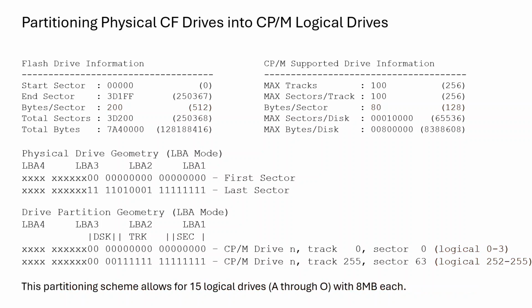As it turns out, I can really only get 15 logical drives because logical drive number 16 only has about half of the sectors that it needs. So I'm just going to leave that off. I'm just not going to use those sectors. I'll just have drives 0 through 14. In CP/M terms, that'll be drive A through O. But each of those drives will have 8 megabytes each. Now that's an enormous amount of space for a CP/M file system.